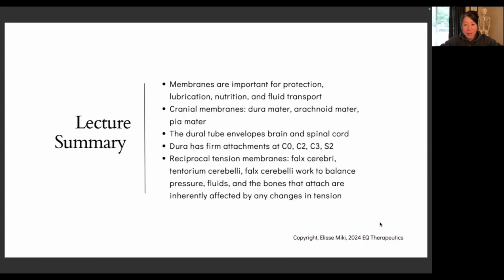Now, most importantly, understanding that these are reciprocal tension membranes, meaning they are reciprocally shifting and dynamically moving. Those membranes are the falx cerebri, the tentorium cerebelli, and the falx cerebelli. And together, they are constantly working to balance fluids and pressure in and around the brain and the bones that are attaching to them. Okay, so we know now that any change in tension can inherently affect all of these membranes because they are reciprocally related.